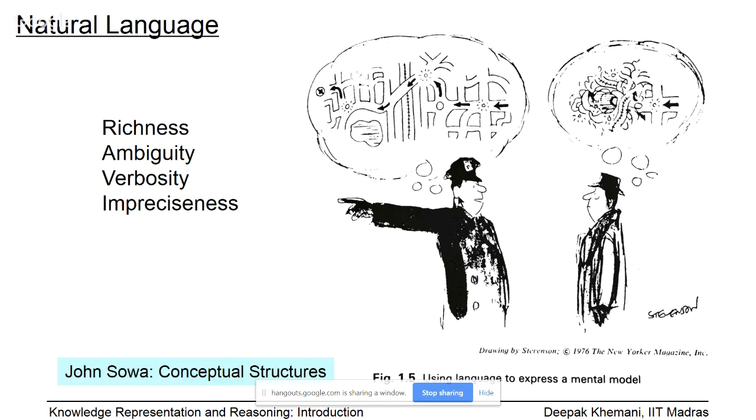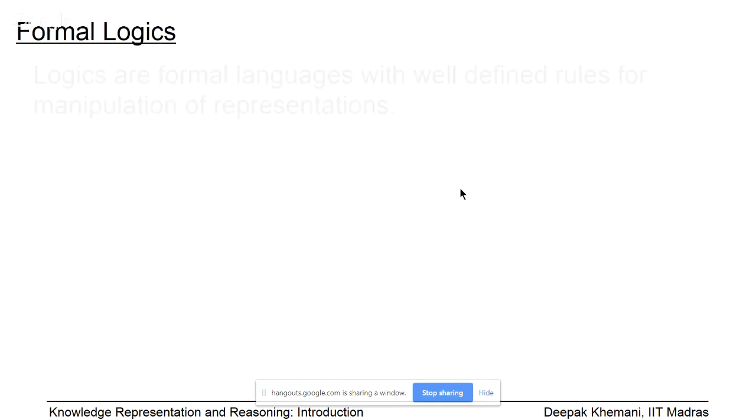And as this cartoon from the book by John Sowa, the book is called Conceptual Structures, shows, very often we may be wanting to communicate something. So in this cartoon, the policeman is trying to give directions to some person, and the person is not able to quite understand. So basically, natural language, while it is rich on the one hand, is very verbose, and it can be imprecise, and it can be ambiguous, which is why we need something like formal logic.